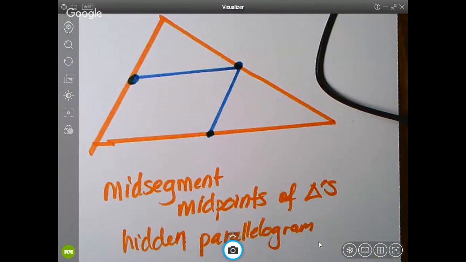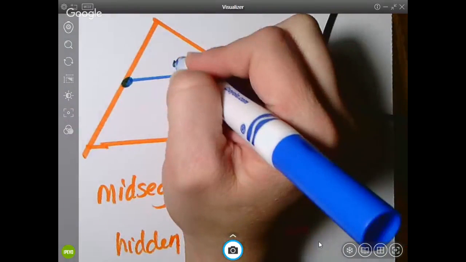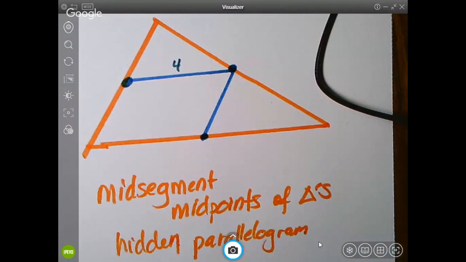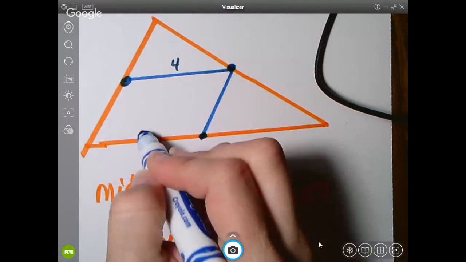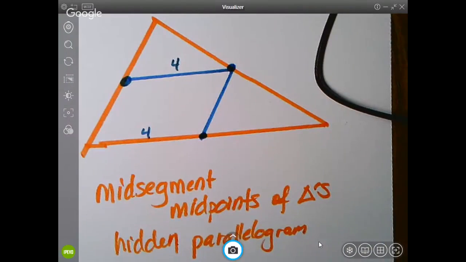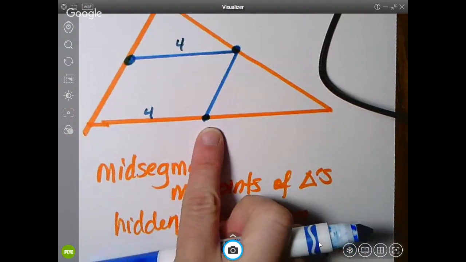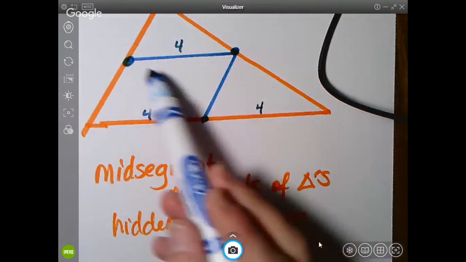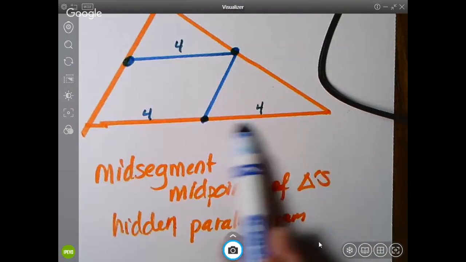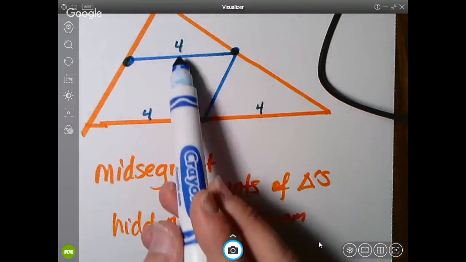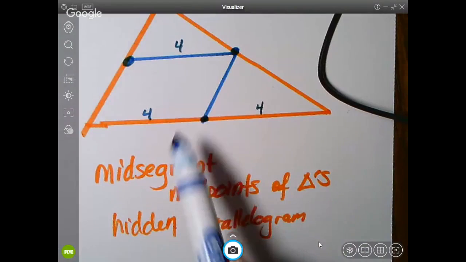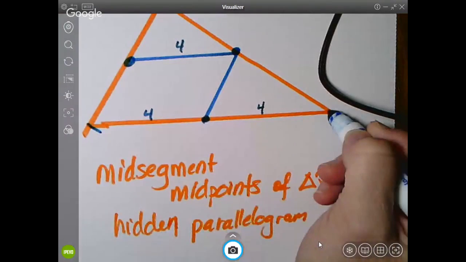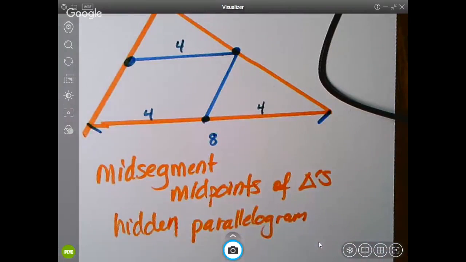So if this number is 4, we know that in parallelograms the opposite sides are equal. So if this is 4, this has to be 4. Now, because this is the midpoint, if this is 4, this is also 4. So this line here is parallel to this side, and each of these are the same measure. Technically speaking, the length of this whole long line is 8. It's just twice whatever this is.